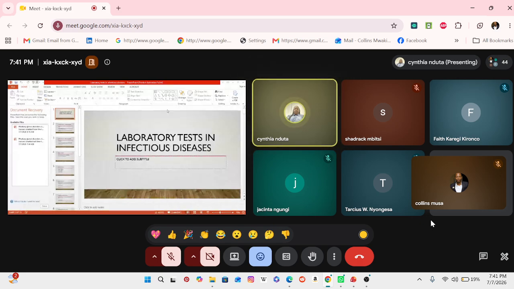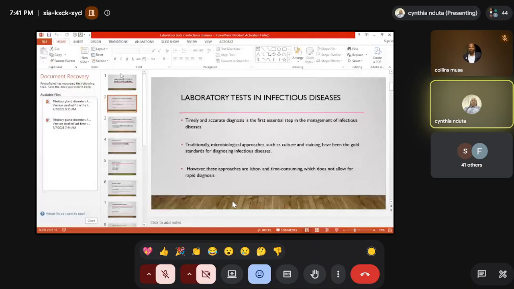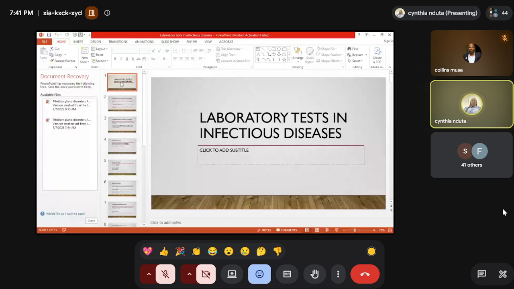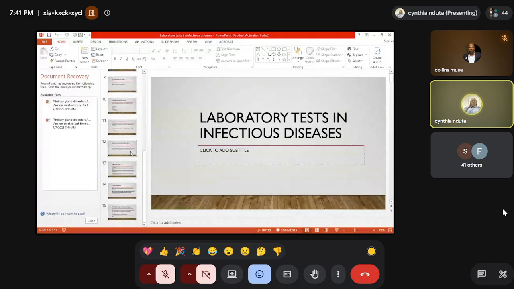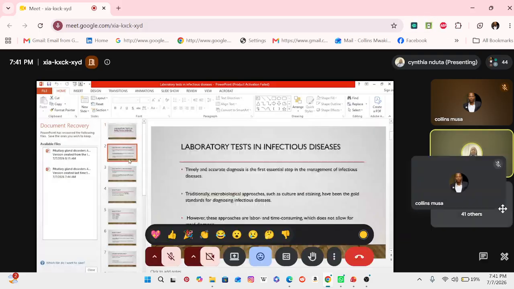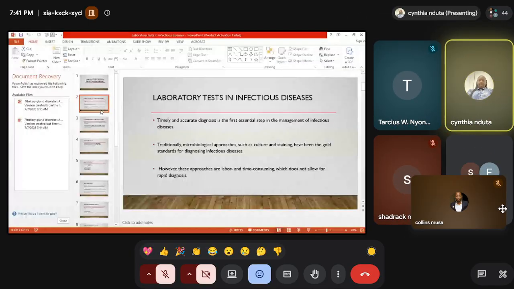All right. So we are basically talking about laboratory tests in infectious diseases, and this includes especially respiratory infectious diseases. This is a short topic, but keep in mind that you have come across most of these tests. We are saying that we need timely and accurate diagnosis. That is the very first step in ensuring that you manage properly.